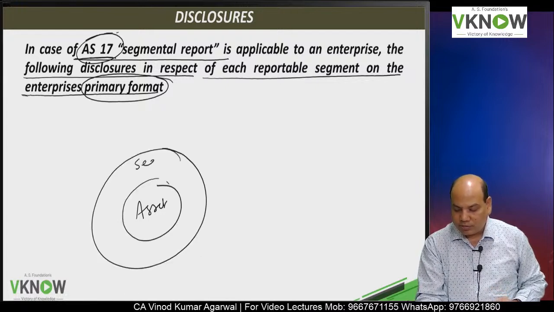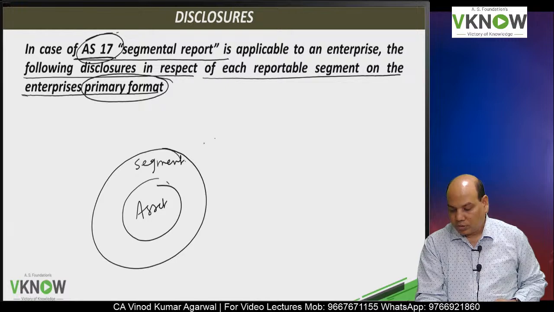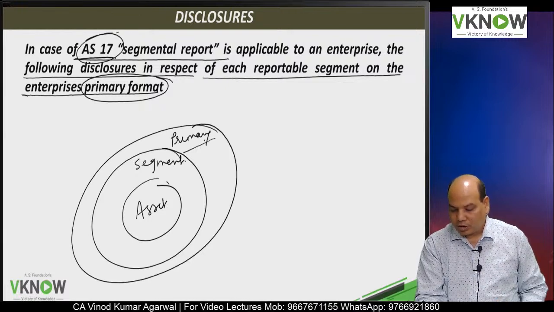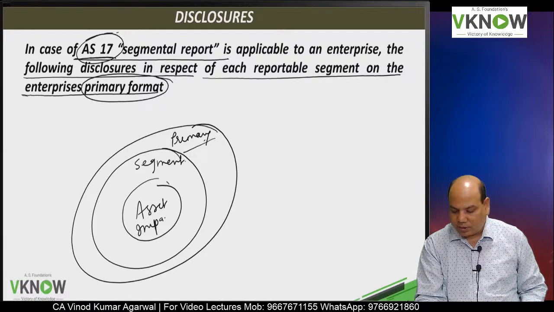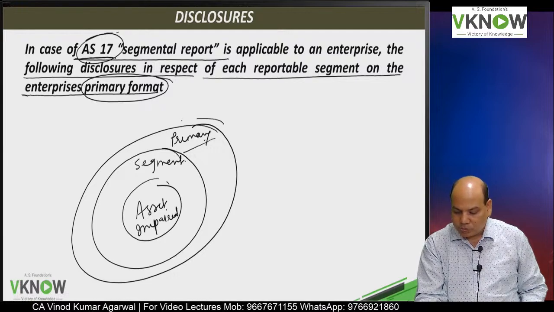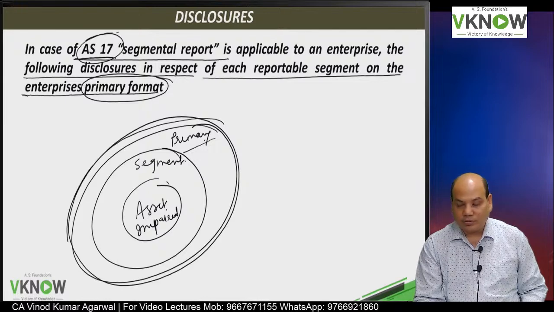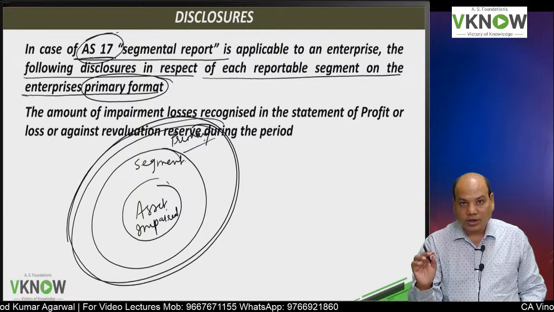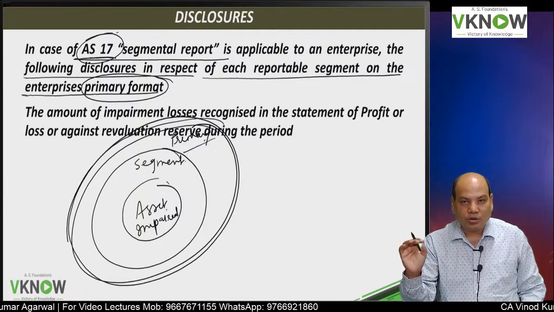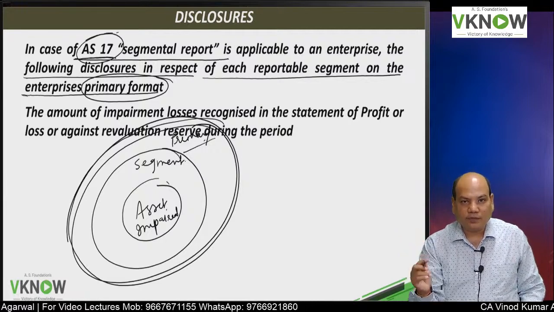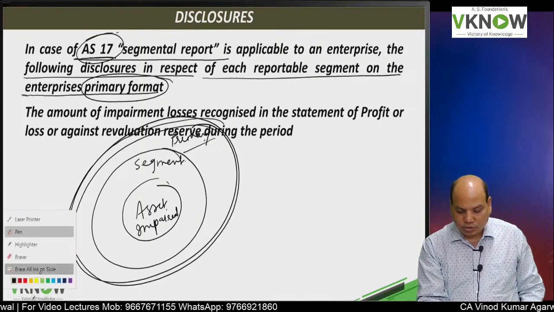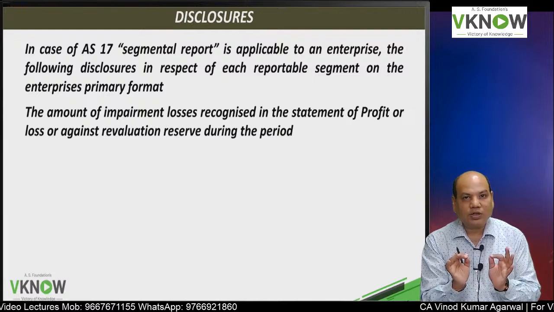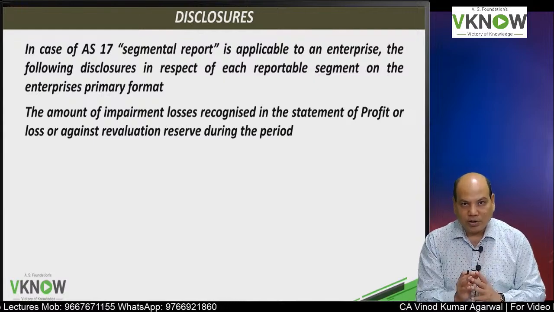So if an asset belongs to a segment which is a primary segment, and if this asset is impaired, then you have to make the following disclosures so that even the segment report can give more important information to the user. Those who are reading the segment report will also benefit if the asset of a particular segment has been impaired.